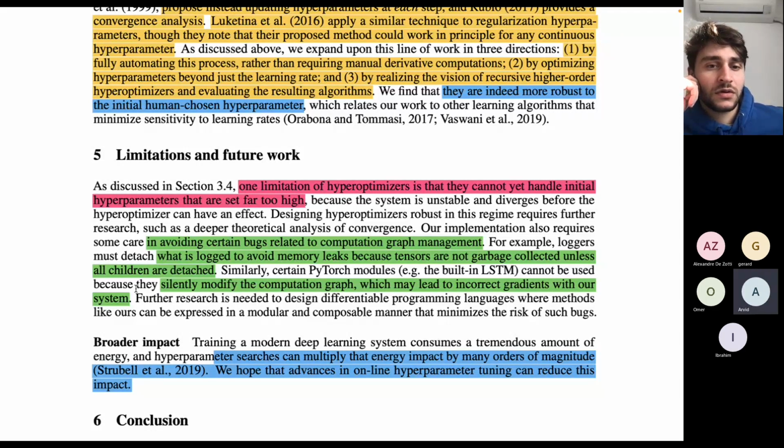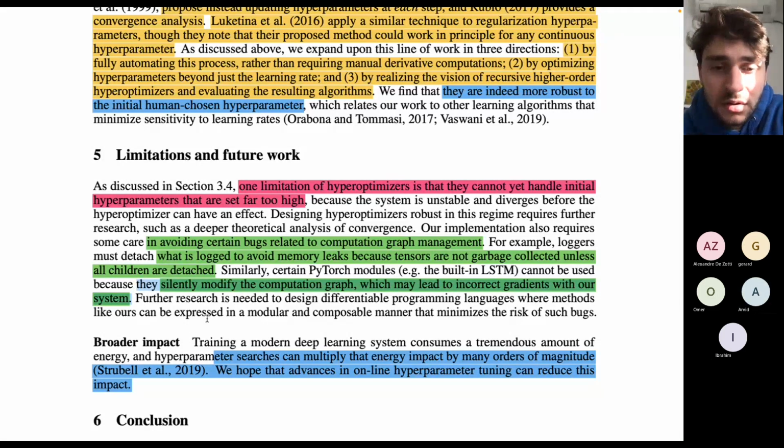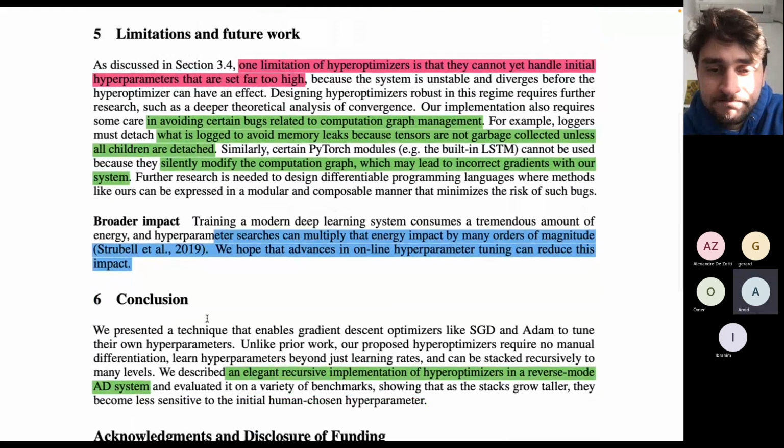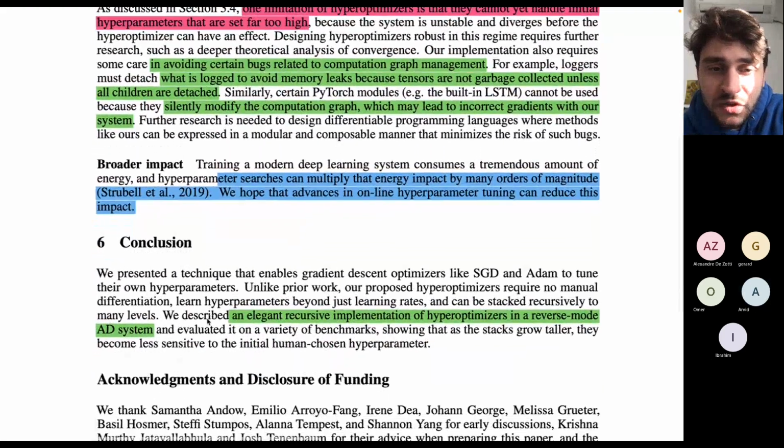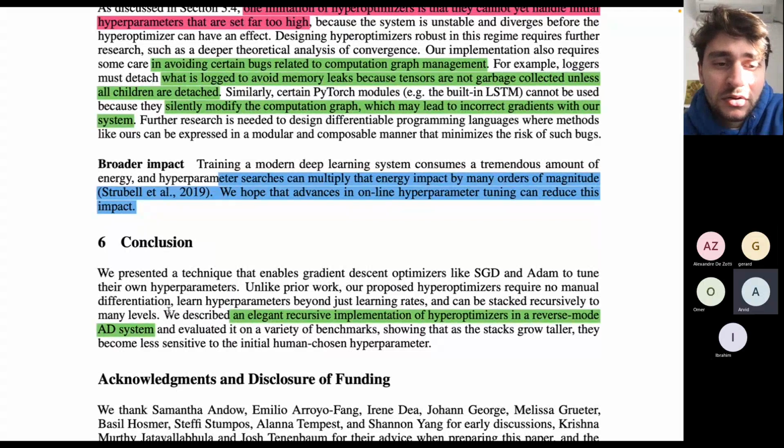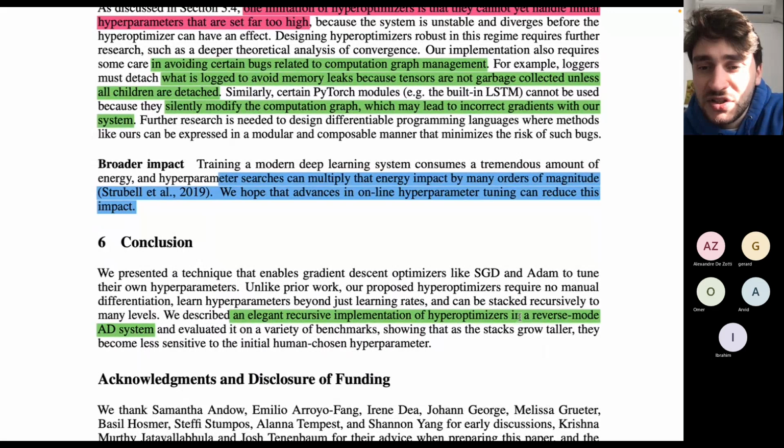So, I'm wondering whether this means it would be hard to use this method with just any model that you're trying to do research with. Anyway, as a conclusion, I like this sentence. It says, we described an elegant recursive implementation of hyperoptimizers in a reverse mode automatic differentiation system and evaluated on a variety of benchmarks.